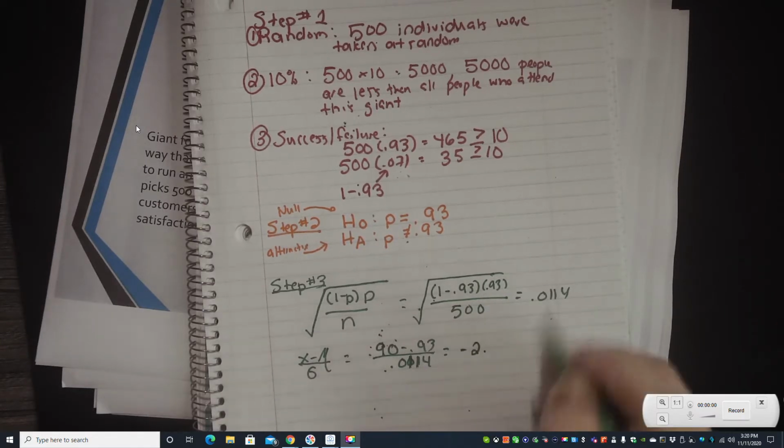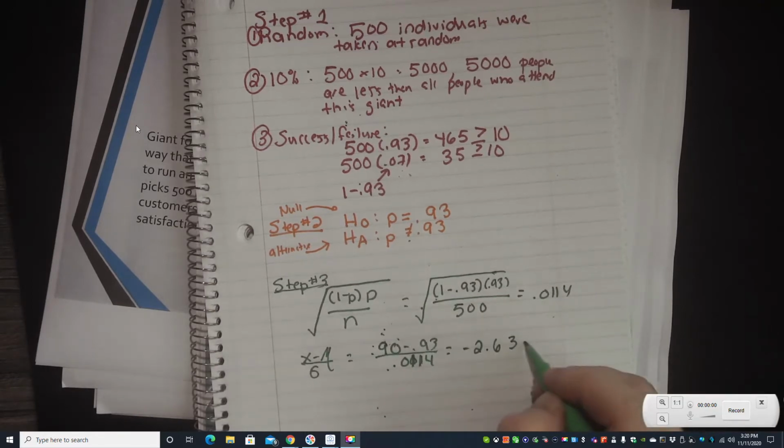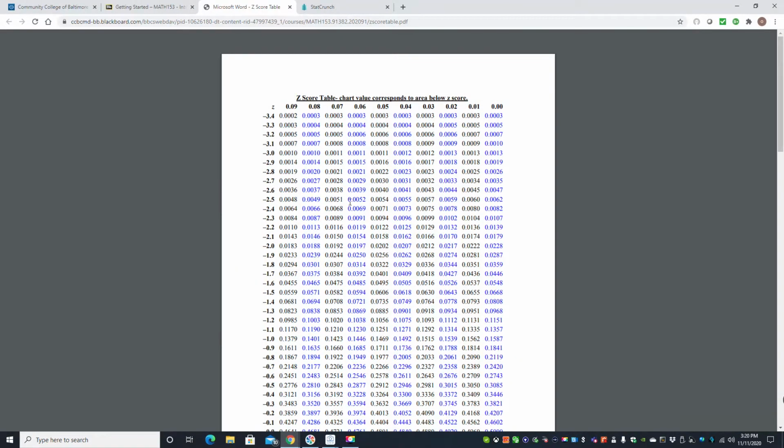So if I do the math, it would be negative 2.63. Okay, and so I'm then going to look this up in my z-chart. If I look at my z-chart real fast, I'm looking at negative 2.63. That gives me 0.0043.